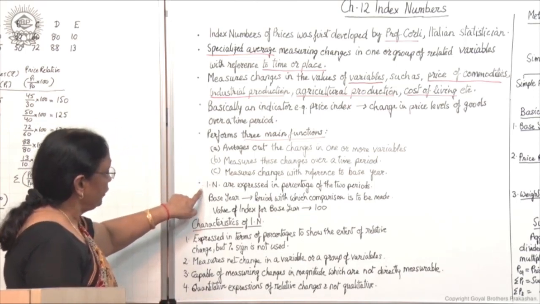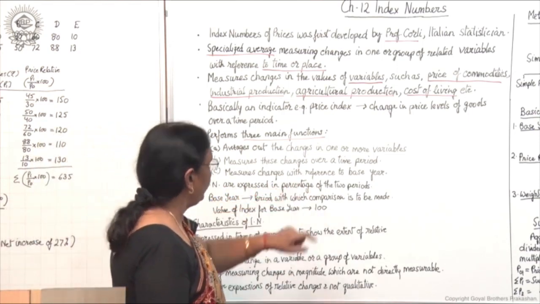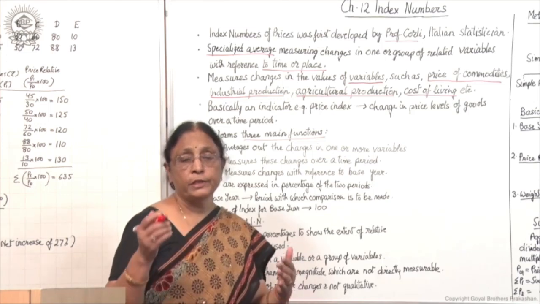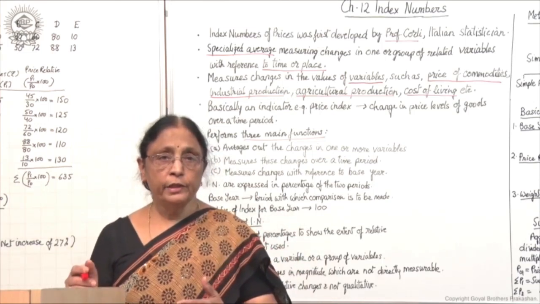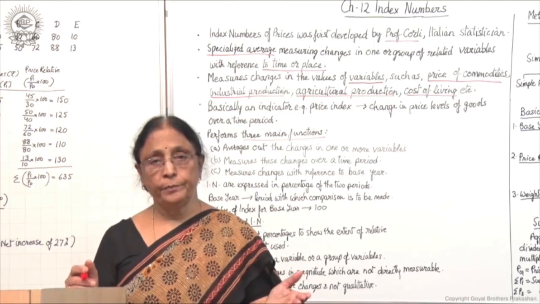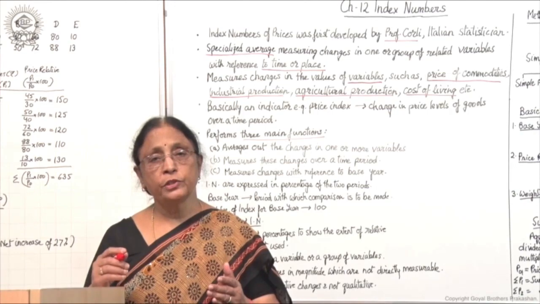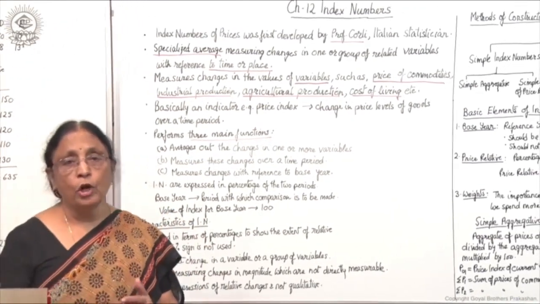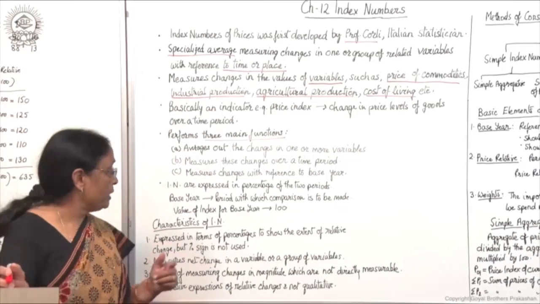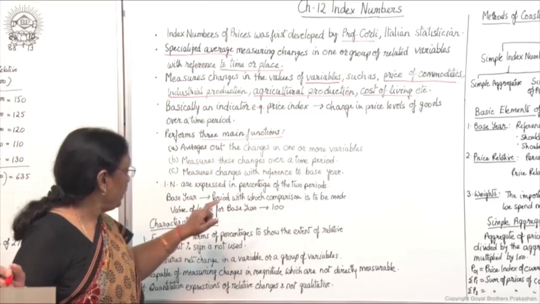Here is another feature of this: index numbers are expressed in percentage of the two periods. We take out the percentage of the two periods. Two periods means current year and the base year, and the percentage is taken out. That means how much percentage increase has taken place or how much percentage decrease has taken place.